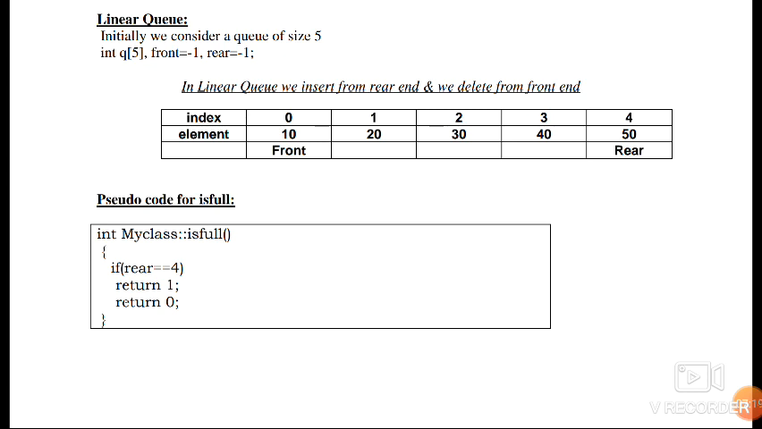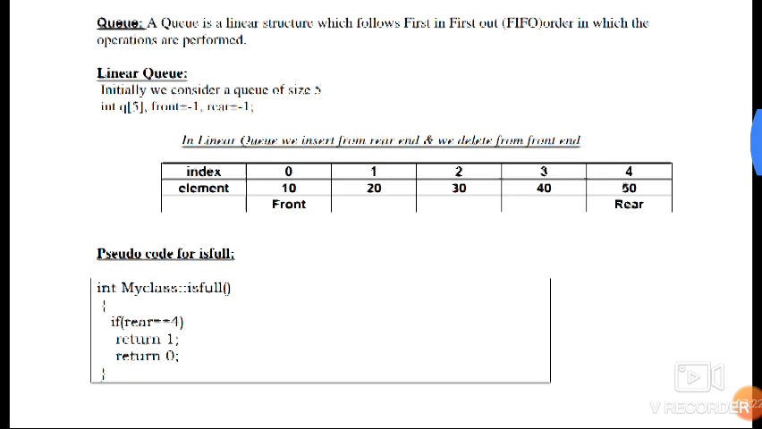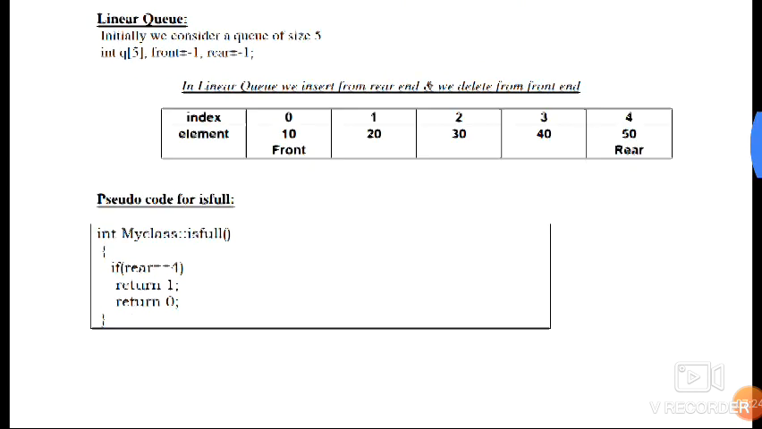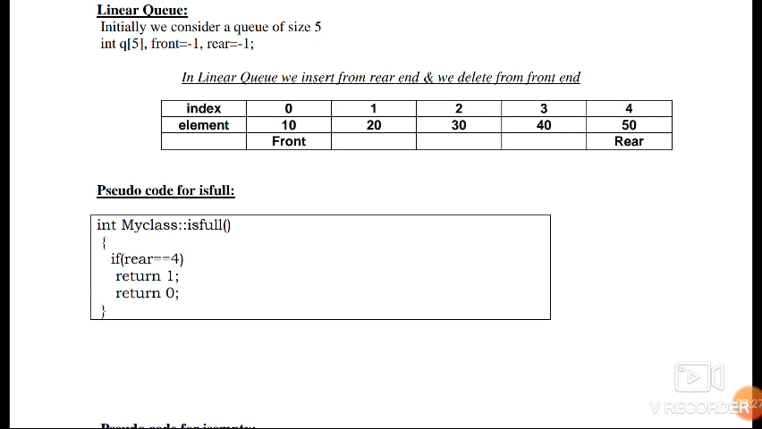Let us consider a queue of size 5. Here I have shown a queue of size 5, and I initialize front equal to -1, rear equal to -1. I already have told an element gets inserted from the rear side. That is why when we try to enqueue, we have to increment the value of the rear, and when we try to remove the element, at that time we have to increment the value of the front.